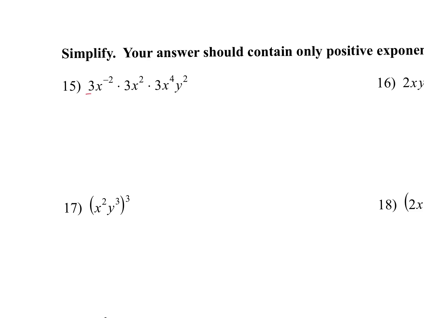So I want to multiply all my numbers together. What's 3 times 3 times 3? 27. Okay, now I want to do the x's. X to the negative 2, x to the second, x to the fourth. I want to add all those together. What's your final exponent? Negative 2 plus 2, 0, plus 4. 4. So you have x to the fourth. And then you still have y squared, so that just stays as y squared.